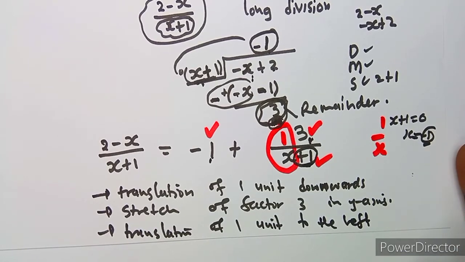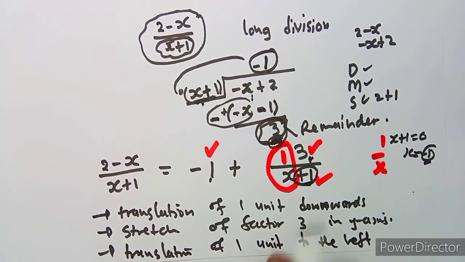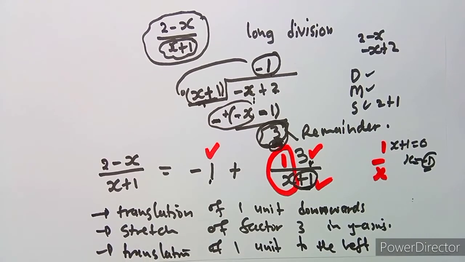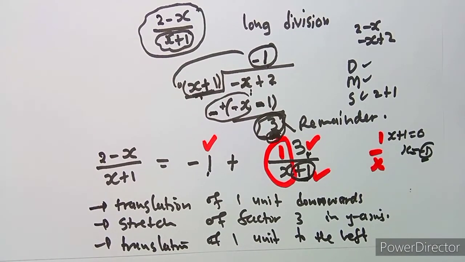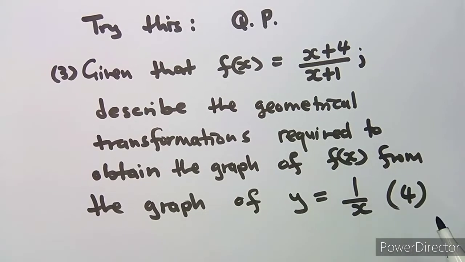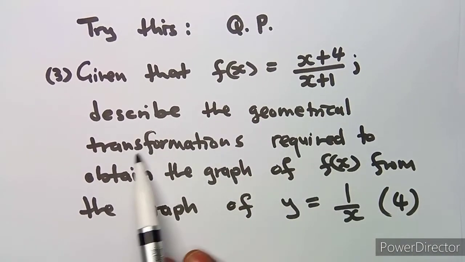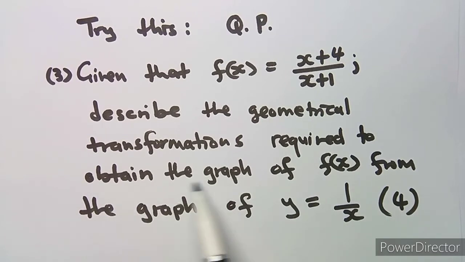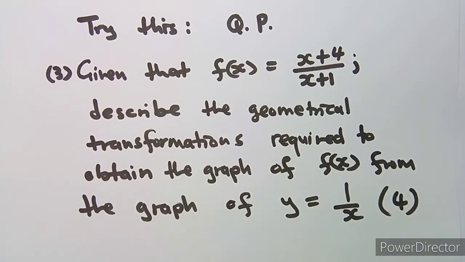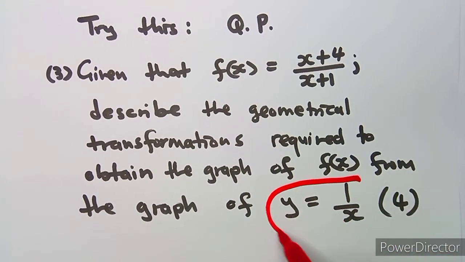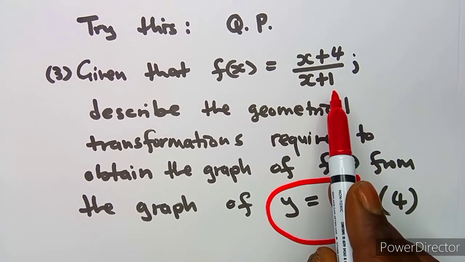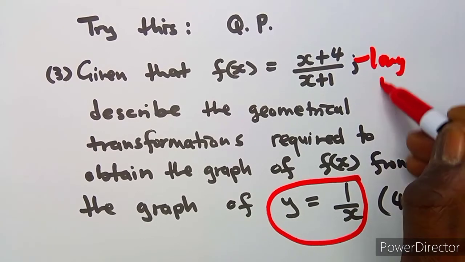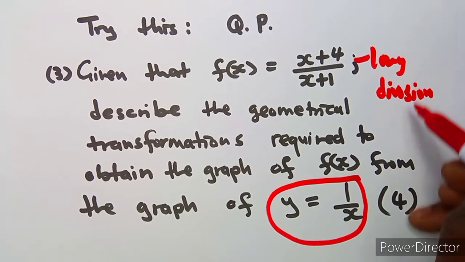So guys, as you can see, for you to describe this transformation, you must know this format. Once you know this format, the description is easier. These are the typical questions that you shall have. So all I want you to do is try this one, just like the previous question. You do your long division first, then describe the geometrical transformations required to obtain the graph of f of x. Like I said, all you need is to locate this from that format.